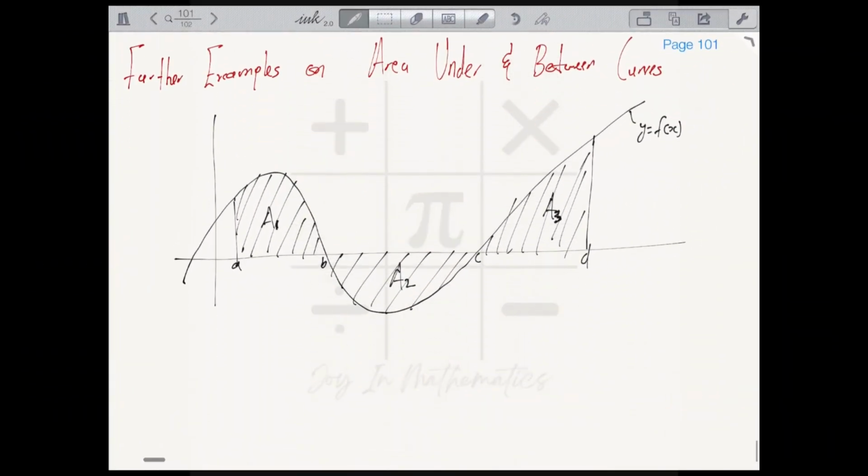Now let's take a look at more examples on area under and between curves. Now let's look at this graph. We're asked to evaluate the area under and between the curves, and we have three shaded areas. We have A1, we have A2, and we have A3.